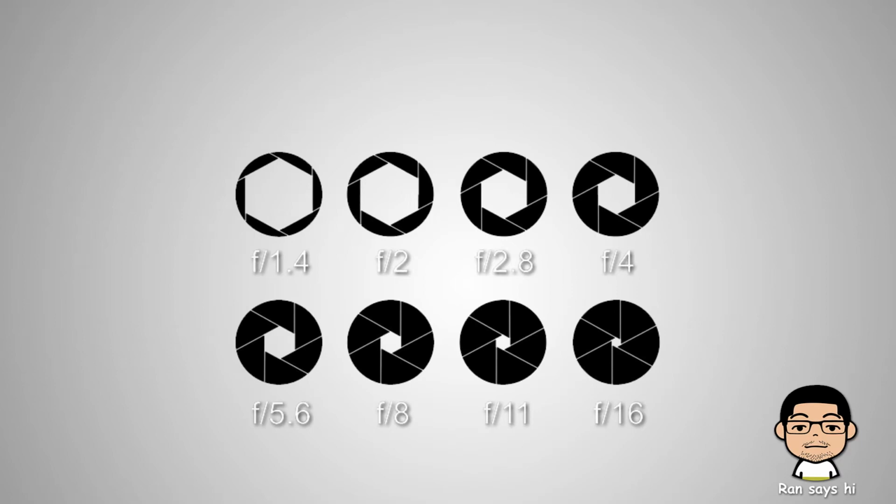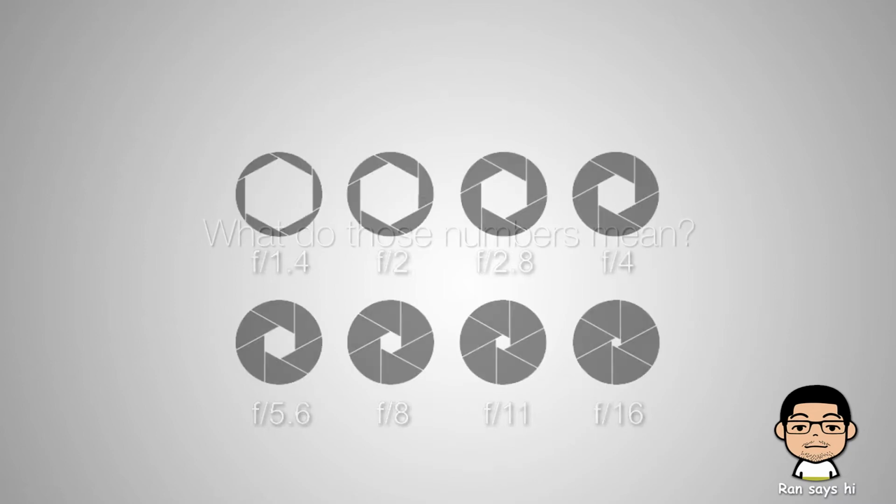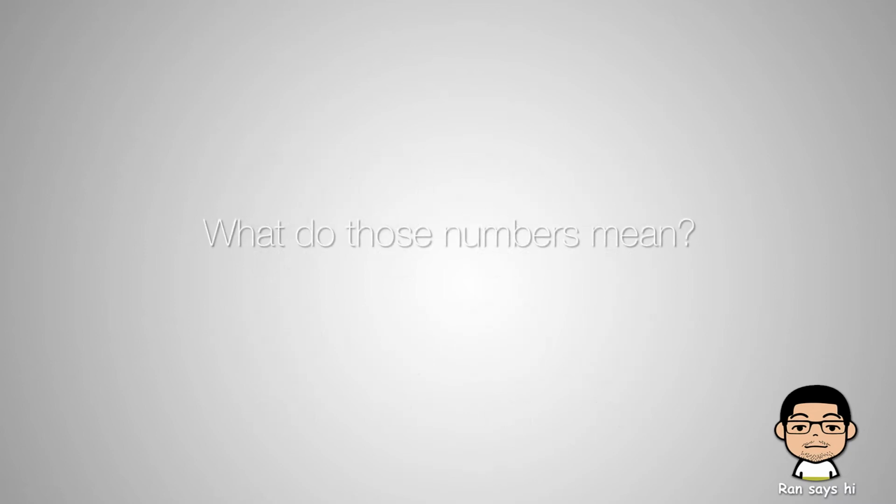We normally use a series of numbers to describe how big the aperture is. Normally you will see the smallest number around 1.4, while the biggest number is around 16 or 22. For novice photographers, what is mind-boggling is that the smallest number means the biggest aperture, while the biggest number means the smallest aperture. So what do these numbers mean?